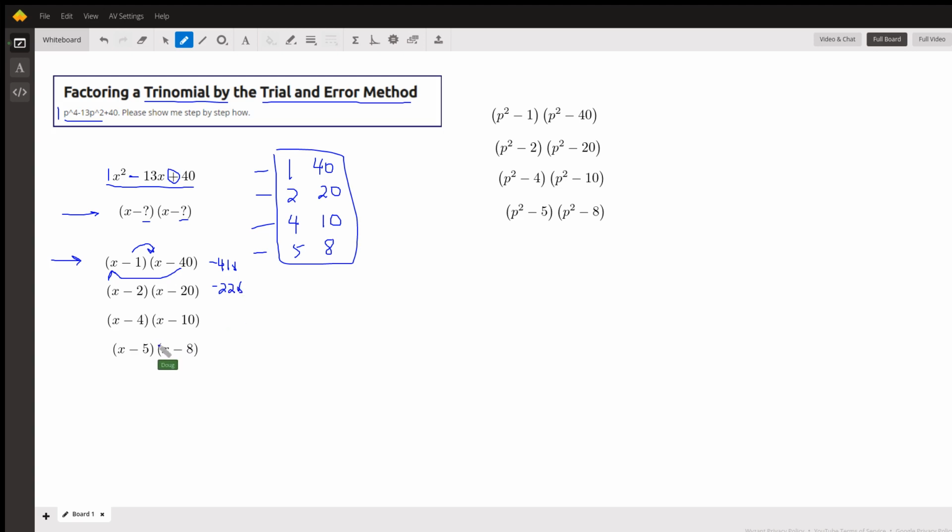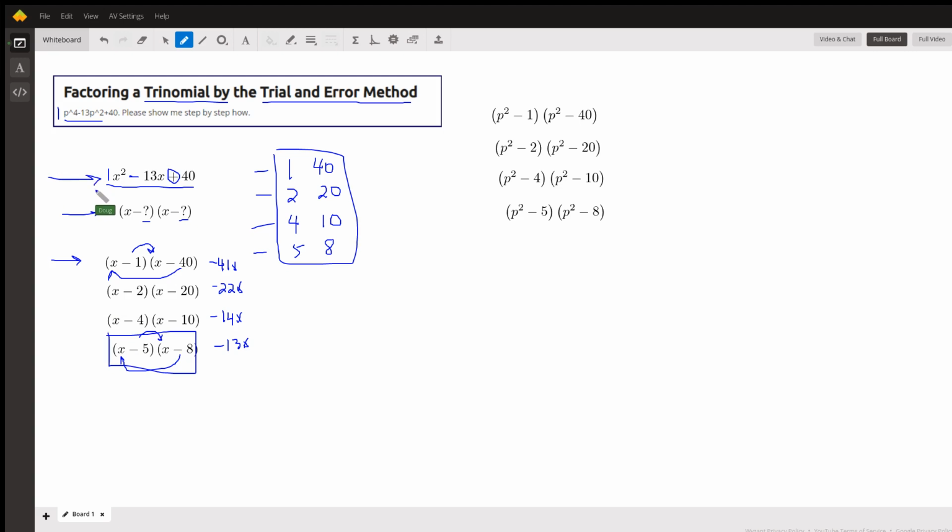If we try the 4 and the 10, we'll get a minus 10x, and a minus 4x is minus 14x. Closer, but still not what we want. And finally, the outer product is minus 8x. The inner product is negative 5x. Those combine to negative 13x. And that's what we're looking for. So there's the factoring of this trinomial.